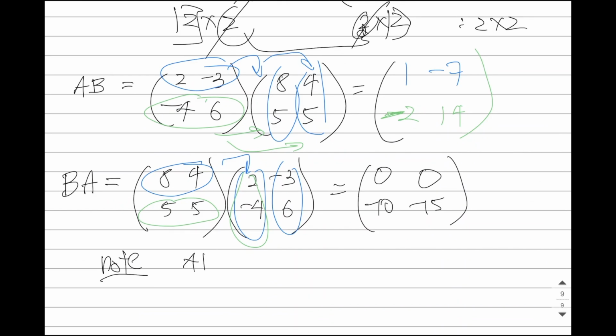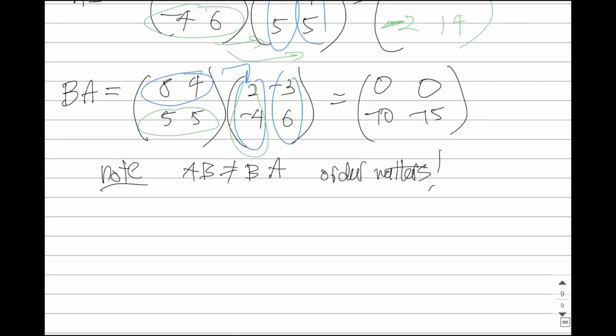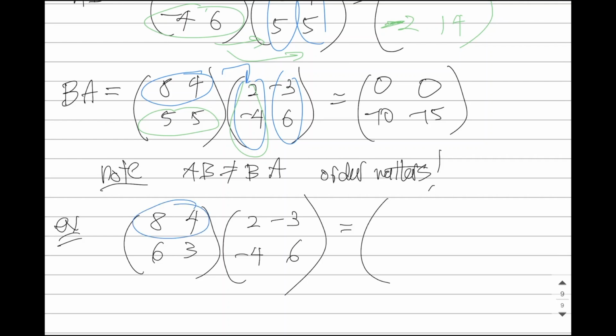Huge, big, important point. AB is not the same as BA. The order matters. It matters which matrix is on the left, and it matters which matrix is on the right. Another important point is to do with this example. So let's say I give you two matrices. I'm going to do the same idea, dot product version, this into this.